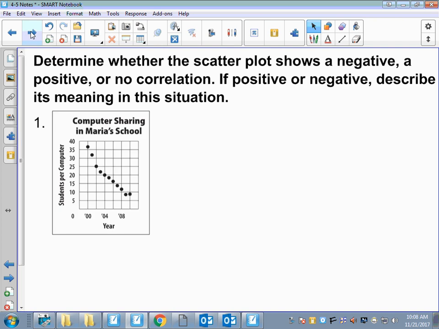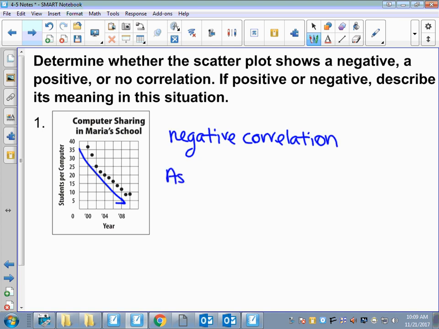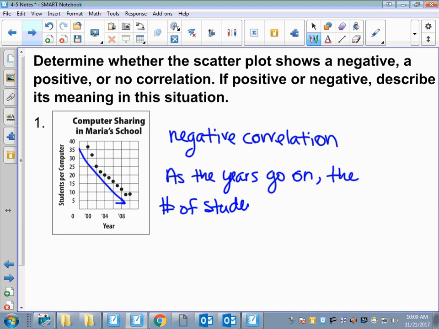So if we determine whether the scatter plot has a negative, a positive, or no correlation, if it does have a correlation, we want to explain it in context of the information. So anytime we read graphs, we should read the title. So this is computer sharing. These are the number of students sharing computers in these years. You can see they don't line up exactly in a line, but there's a pattern that the data is going in a downward slope. And so this would be a negative correlation. And a negative correlation says as the years increase, or as the years go on, as time goes on, the number of students sharing goes down. So the less and less students are sharing computers, which makes sense.